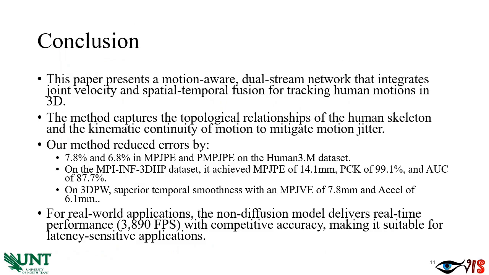In conclusion, this paper presents a motion-aware dual-stream network that integrates joint velocity modeling and spatial-temporal fusion for tracking human motion in 3D. The method captures the topological relationships of the human skeleton and the kinematic continuity of motion to mitigate motion jitter. Our method reduced the error by 7.8% and 6.8% in mean per joint position error and P-MPJPE on the Human3.6M dataset.